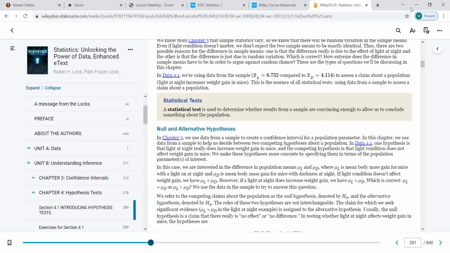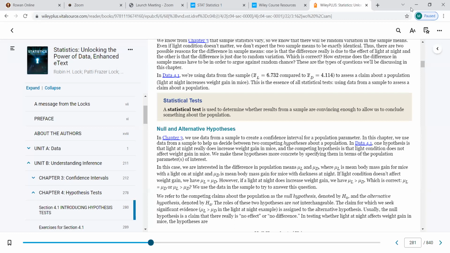And then what we want to see is, is there enough of a difference in the sample data to reject the null hypothesis that there's no difference and state that the light group has a bigger body mass gain than the dark group, all right? So that process that we go through to determine whether there's enough evidence to reject the null hypothesis is basically what a statistical test does. It allows us to do that, okay?